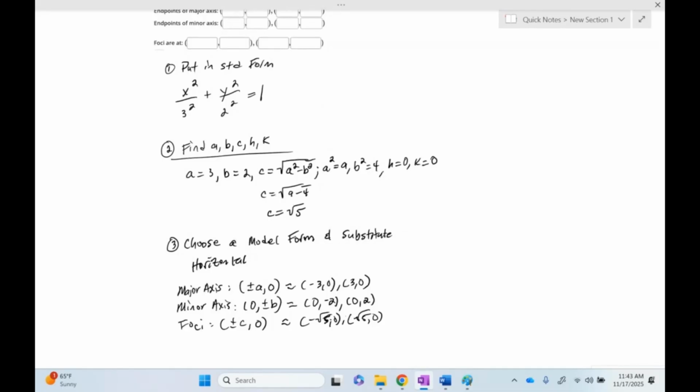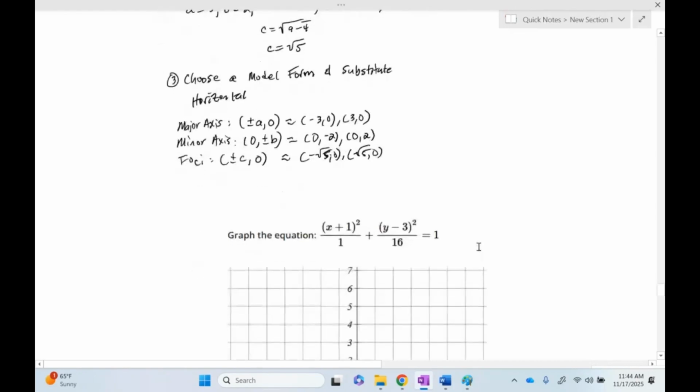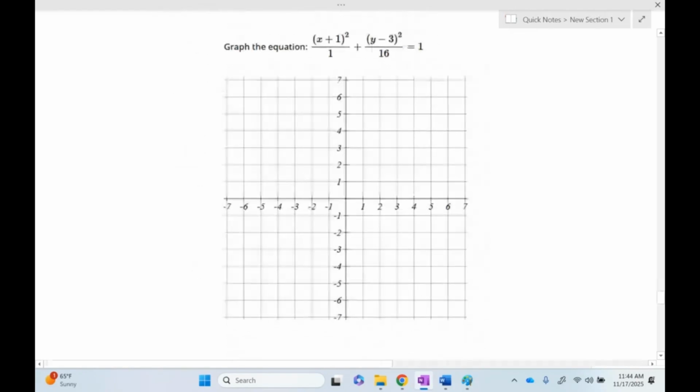So we're mainly using these 3 steps. Put it in standard form, find A, B, C, H, and K, choose a model form, and then substitute. So those are examples of ellipses centered at the origin. All right. Now we're going to take a look at ellipses that are not at the origin.